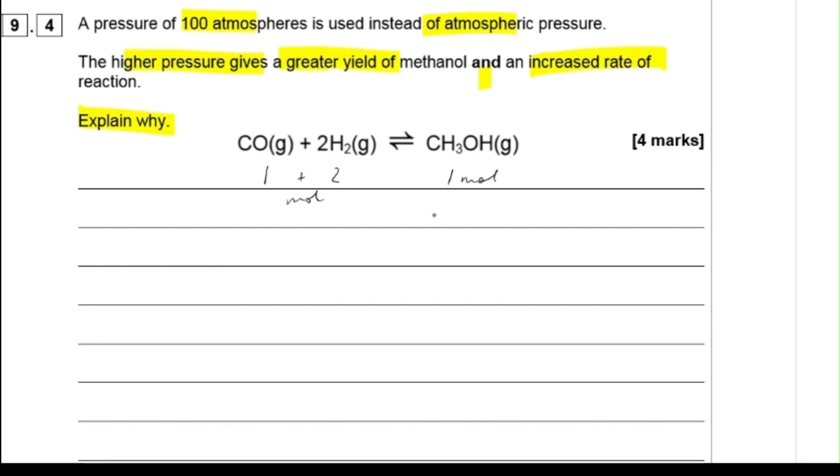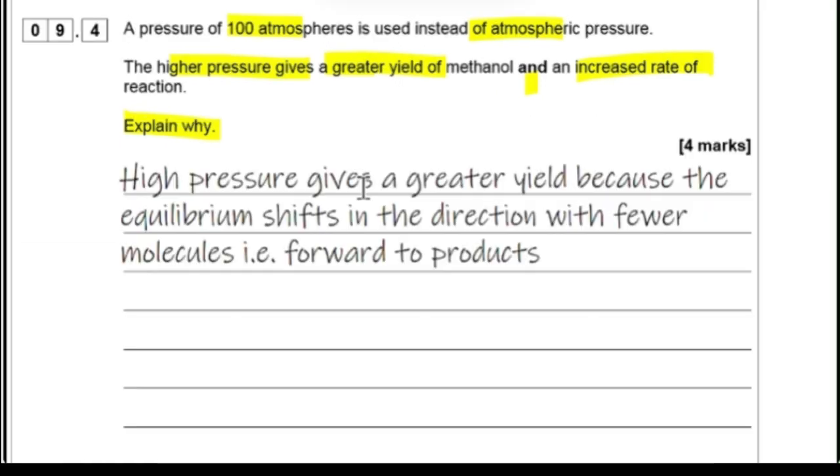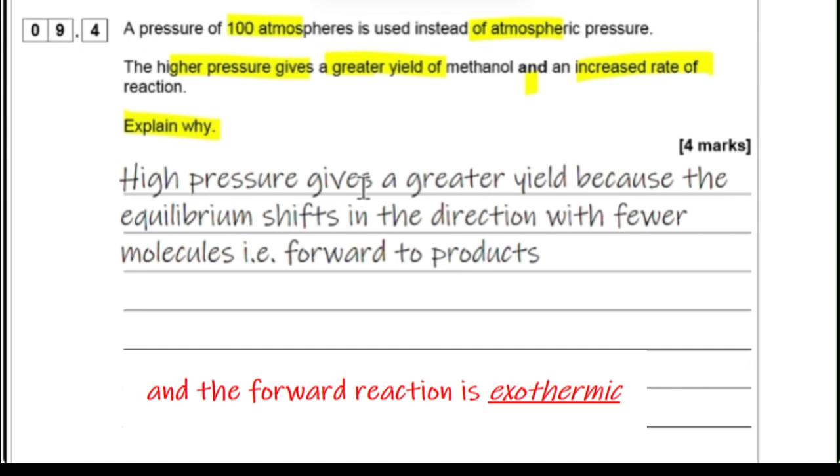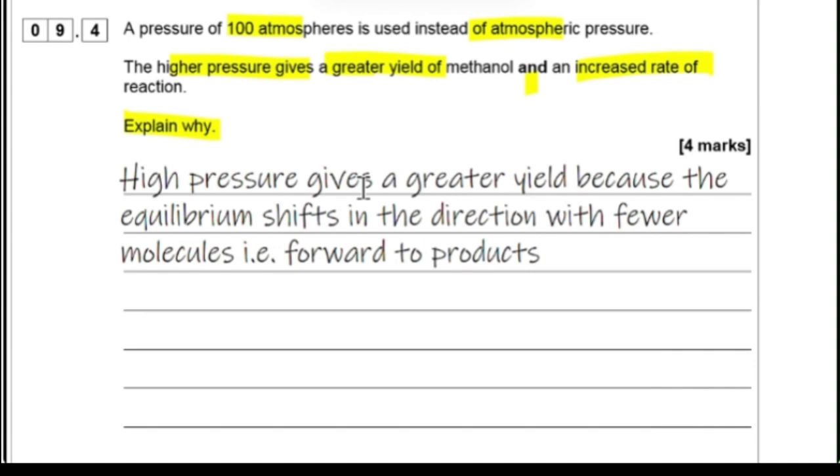Now, we know from our previous lessons that if you increase the pressure in a reaction, the equilibrium shifts to the side of the equation with the fewer moles, which clearly is the right-hand side. So, to get 2 marks: higher pressure gives a greater yield because the equilibrium shifts in the direction with fewer molecules, i.e. forwards to products.